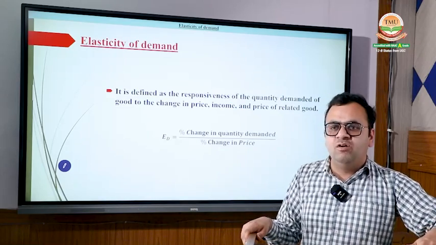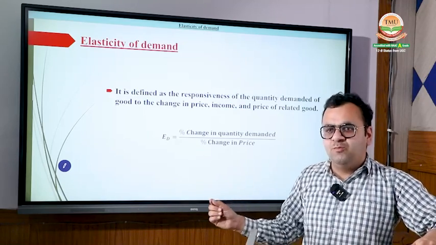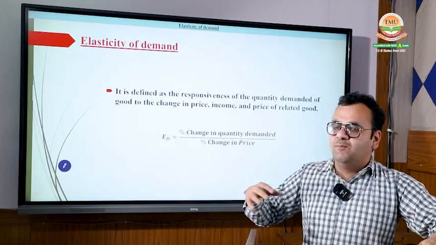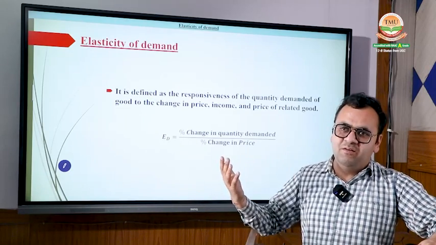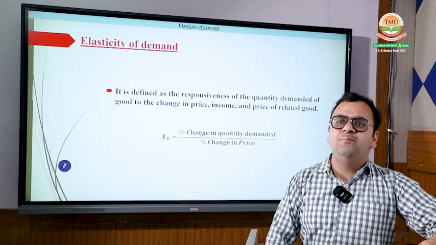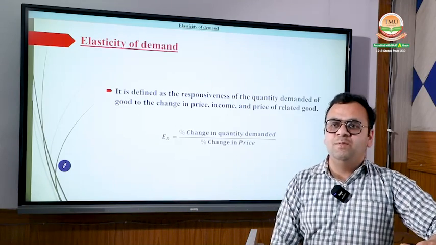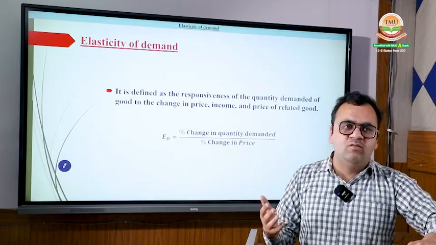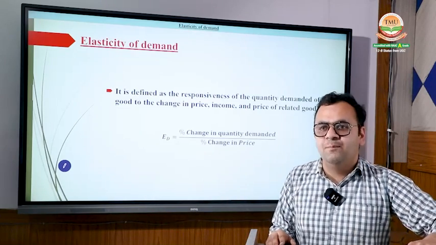And how will we find out the percentage change in price? P1 minus P upon P multiplied by 100. What is P1? The new price, for example, when the price has been increased. It is P1. The price at the time of the starting is P. So, it is the difference between P and P1. And now that is the main formula to find out the elasticity of demand by the percentage method.